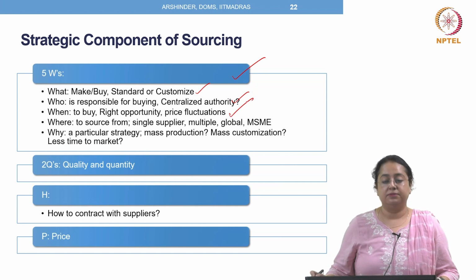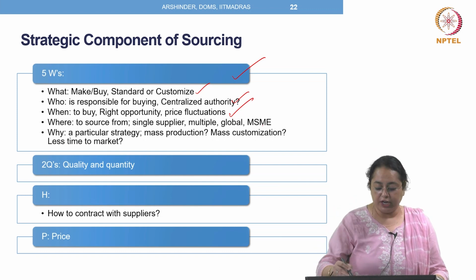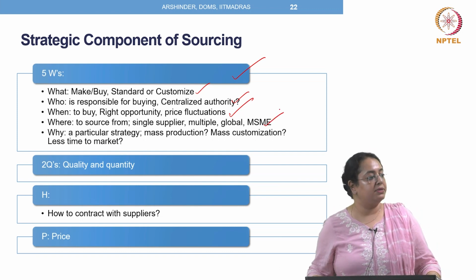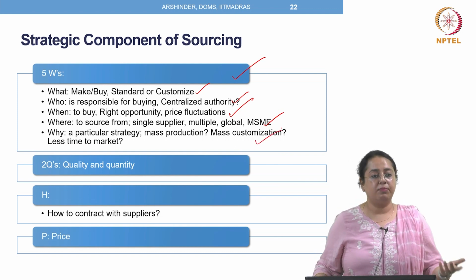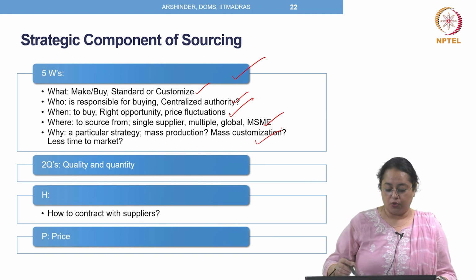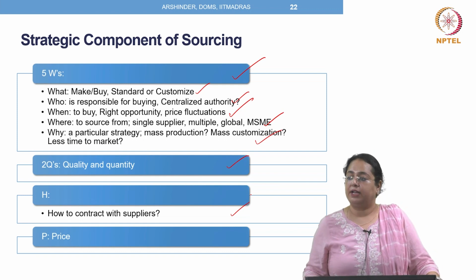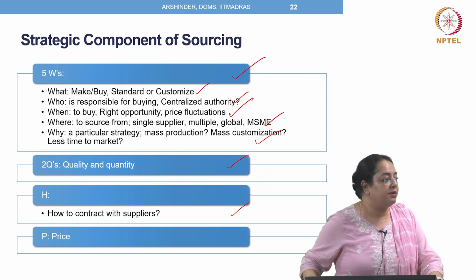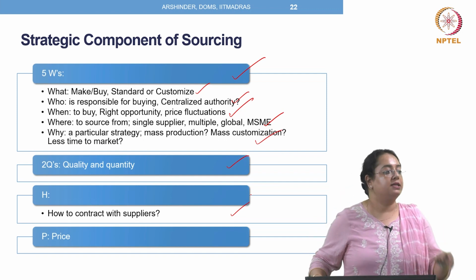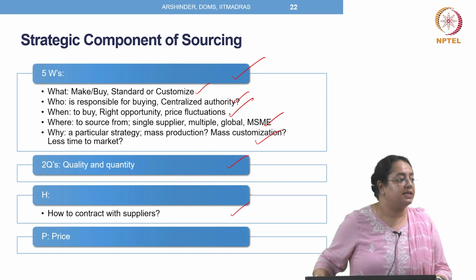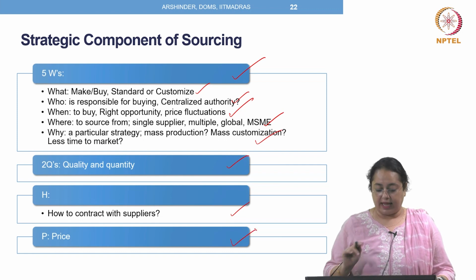When to buy? If there are price fluctuations, when to buy? Where to source from? Single supplier, multiple suppliers. Why a particular strategy? Time to market, customization, go for quality and quantity, the 2 Qs. How to contract with the supplier? What kind of contracts? This should be the payment period, this should be the quality, these should be the discounts, right. All these terms will go in, as well as what to do in after sales service, warranty, guarantee. All this decides the contract and the price.